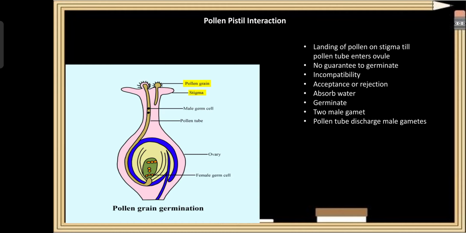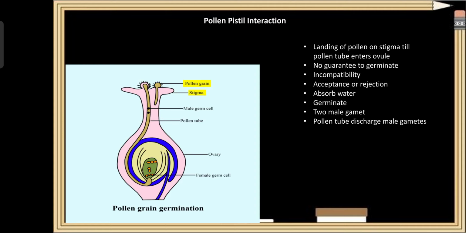Here, the stigma is a platform to receive the pollen grain from many sources since it is exposed. Even if a pollen has landed on the stigma, there is no guarantee that it will germinate. The pollen should be of the same species. When the pollen fails to germinate, it is a sign of incompatibility. Therefore, the pollen-pistil interaction may result in either acceptance or rejection of the pollen.